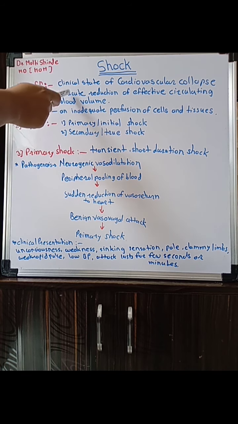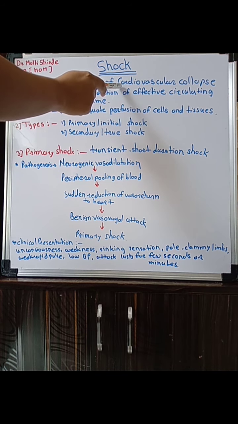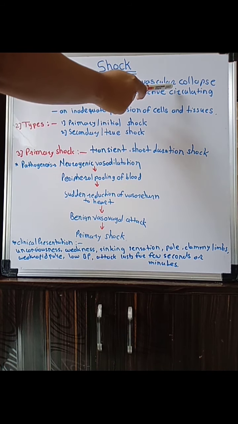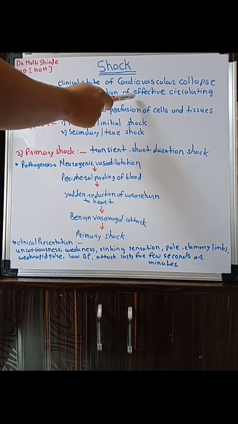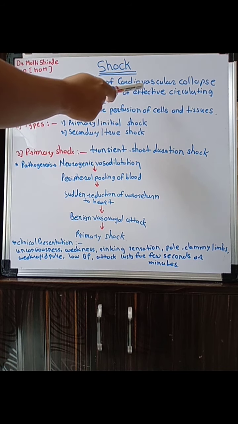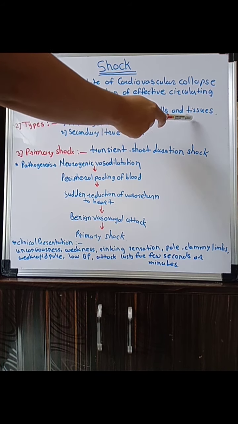So what is the definition? Shock is a clinical state of cardiovascular collapse, meaning the cardiovascular system is affected. What is the character of that cardiovascular collapse? First, an acute reduction of effective circulating blood volume, the volume of blood present in the body. And second, an inadequate perfusion of cells and tissue.